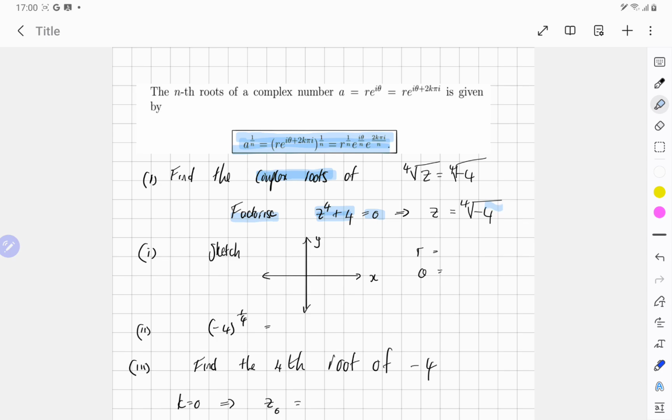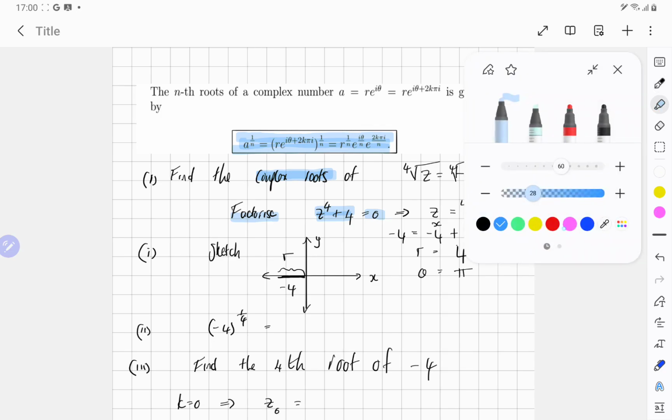So be careful, do not sketch the whole thing, just sketch the inside, our complex number. So negative 4 lies on the negative x-axis. Just to recap, remember negative 4 as a complex number is negative 4 plus 0i. Hence our x is negative 4 and our y is 0. Since we have negative 4 here, we see that our radius is 4, radius always positive, and theta is pi. Why is theta pi?